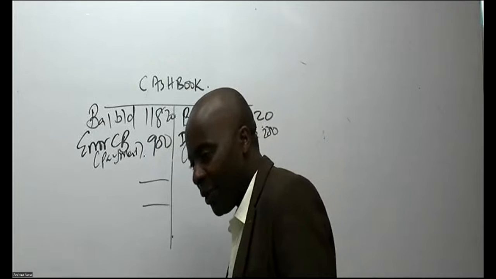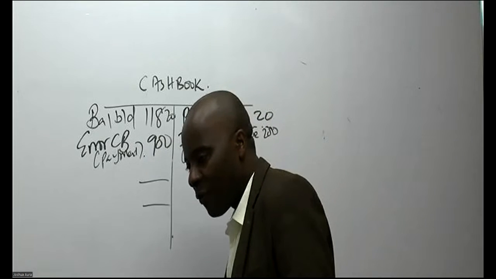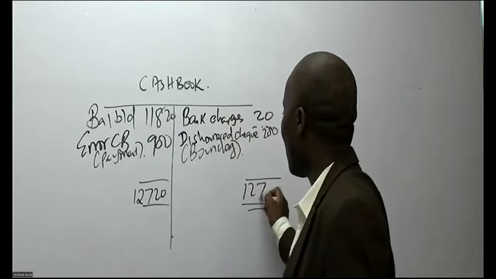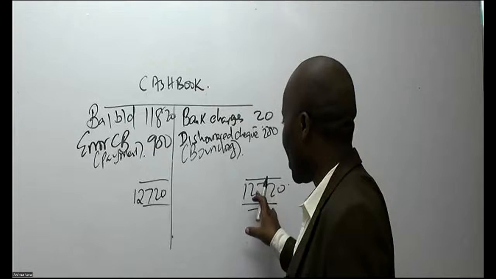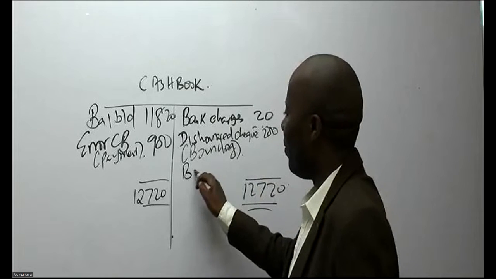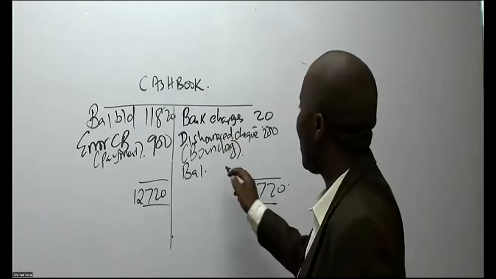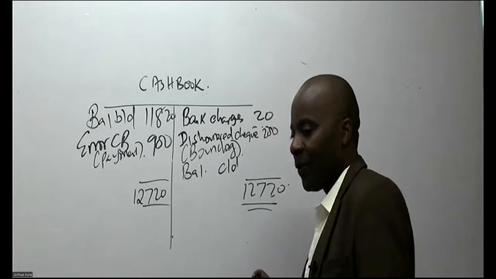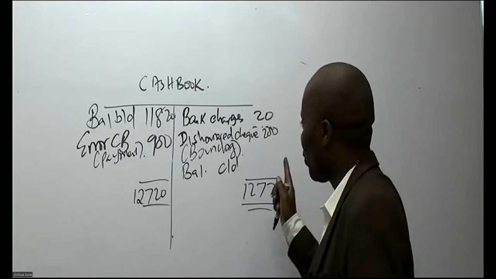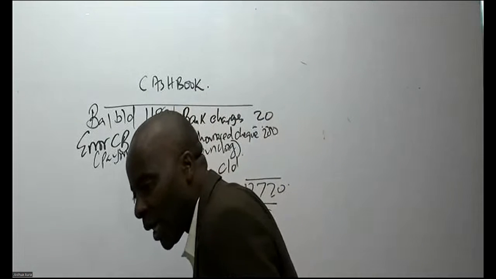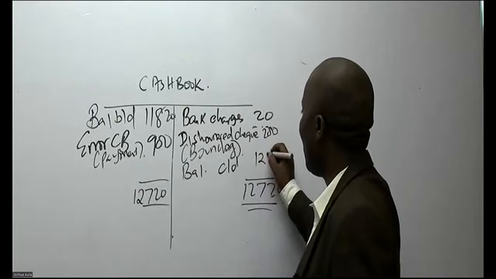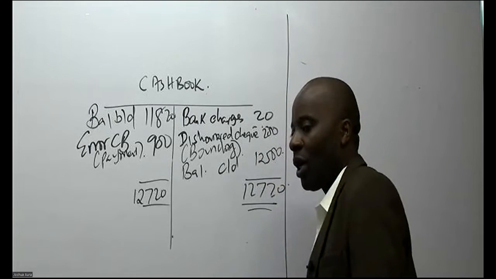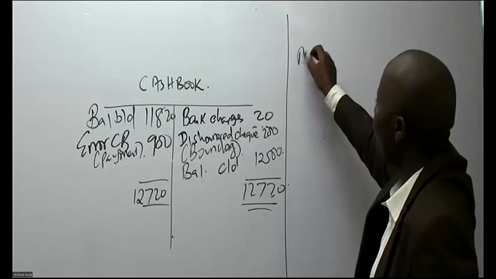What are we getting, somebody? 12,720. So this has to be 12,720. Now, if this side is heavier, it means the balancing figure, the balance carried down, will be 12,720 minus 200 minus 20, which gives me 12,500. Ladies and gentlemen, after that, go ahead and give us what we call a bank reconciliation statement.